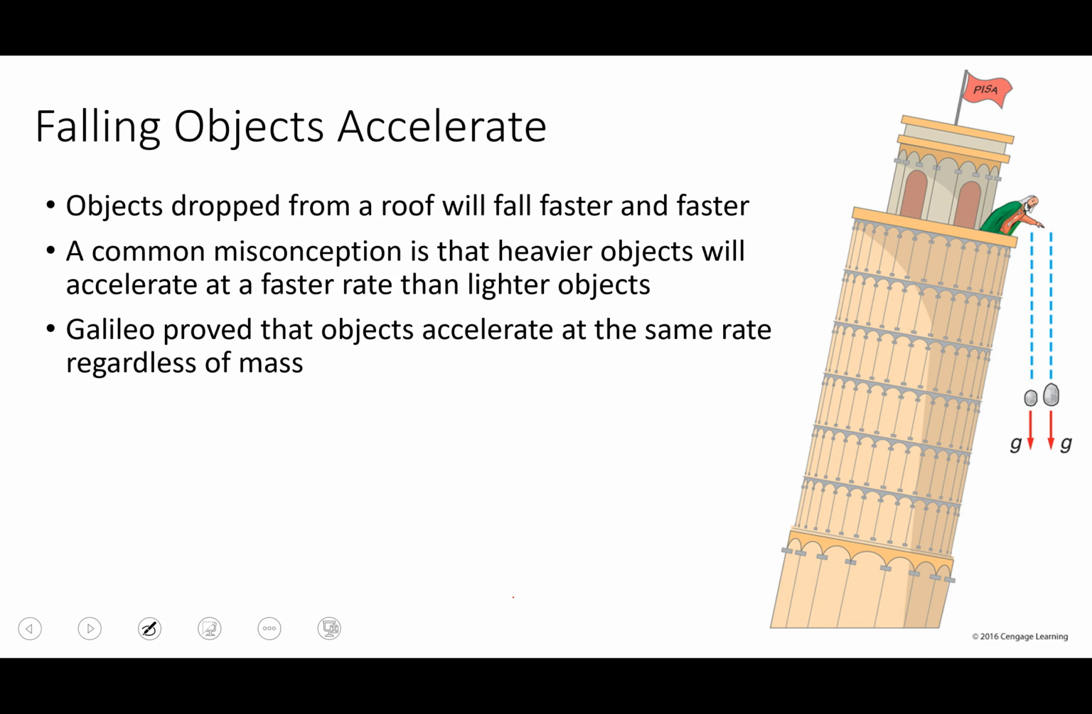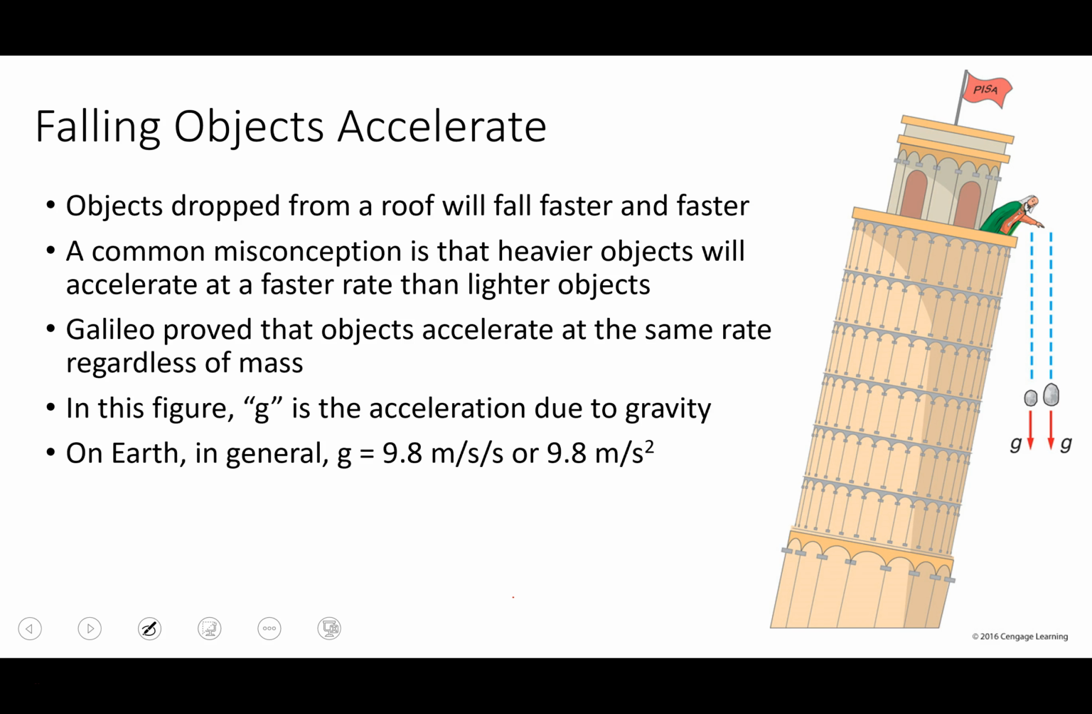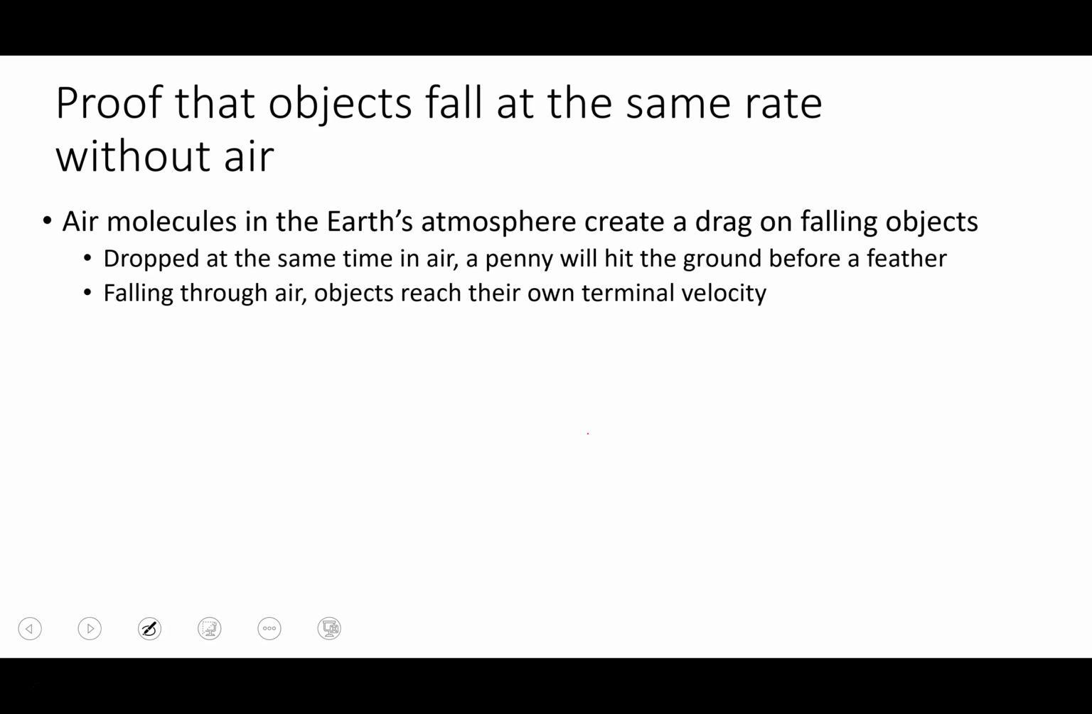Let's see. Falling objects accelerate 9.8 meters. They go 9.8 meters per second faster for every second they fall. And so here's Galileo, maybe, leaning over the Tower of Pisa, and he's dropping two objects, and these two objects have different masses, but they are actually accelerating with the same acceleration. So g is that 9.8 meters per second, or 9.8 meters per second squared. That's acceleration.